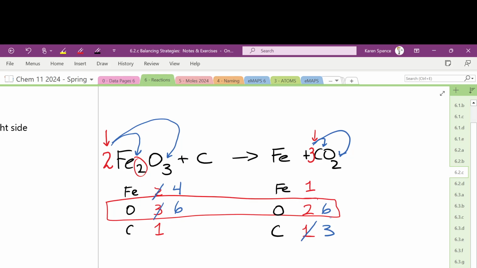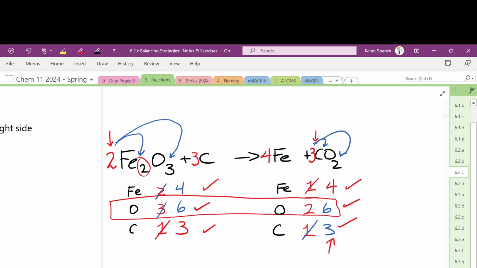Now we need to balance iron. How many iron on the left? 4. So we need to put on the right a coefficient of 4. And now we update our chart to say 4 iron. And we have 3 carbon on the right, so we need to put a coefficient of 3 on the left, which gives us 3. So now we can say I've got 4, 4, 6, 6, 3, 3. Everything is good. Okay.